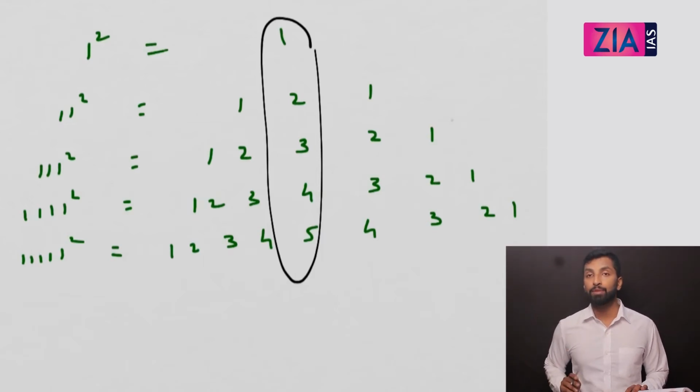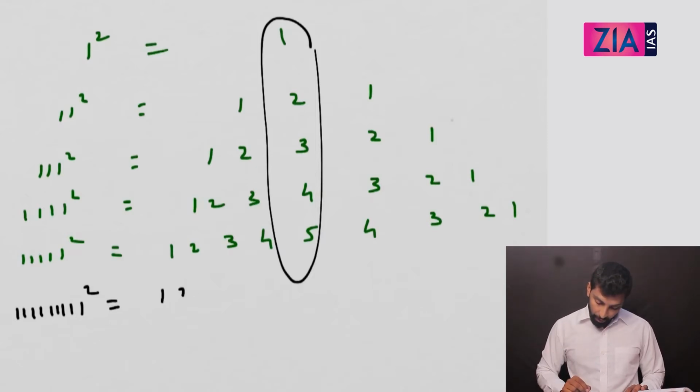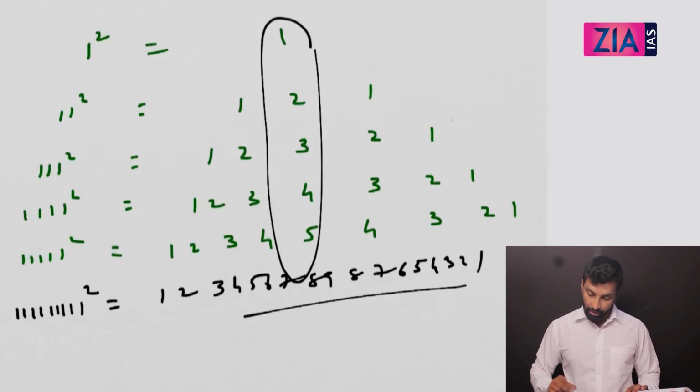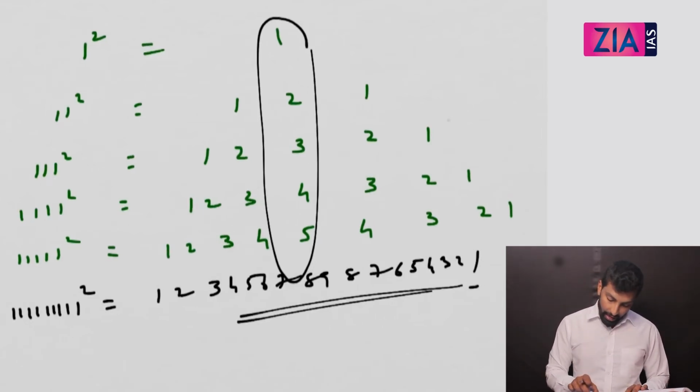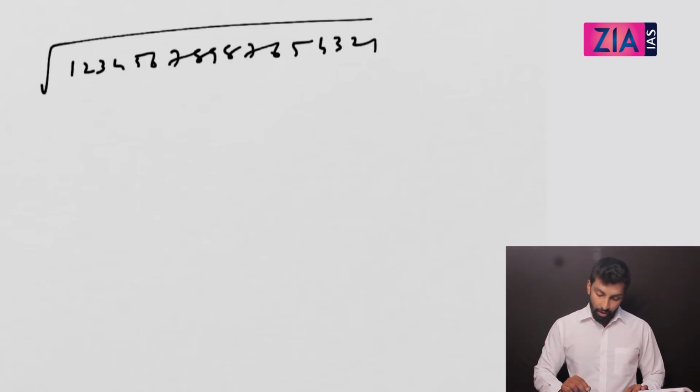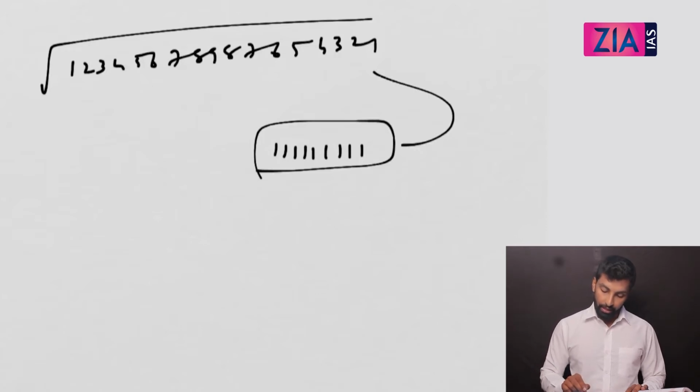So what if 9 times 1, like this 1, 1, 1, 1, 1, 1, 1, 1, 1 square? What will happen? It will go up to 9: 1, 2, 3, 4, 5, 6, 7, 8, 9, then 8, 7, 6, 5, 4, 3, 2, 1. That's your answer. The CAT question which came from this is the reverse of it: the root of 1, 2, 3, 4, 5, 6, 7, 8, 9, 8, 7, 6, 5, 4, 3, 2, 1. What's your answer? 1, 1, 1, 1, 1, 1, 1, 1, 1, because the square of this is actually this.